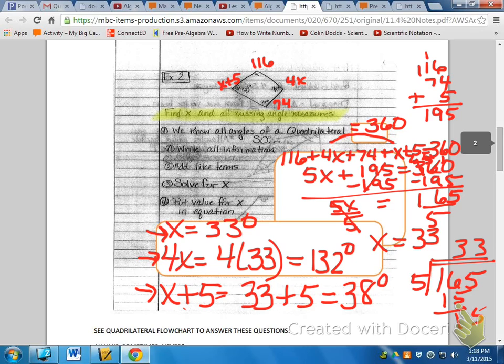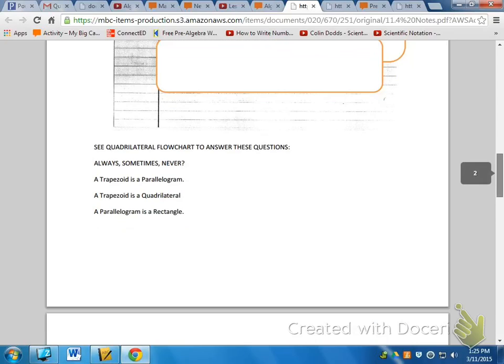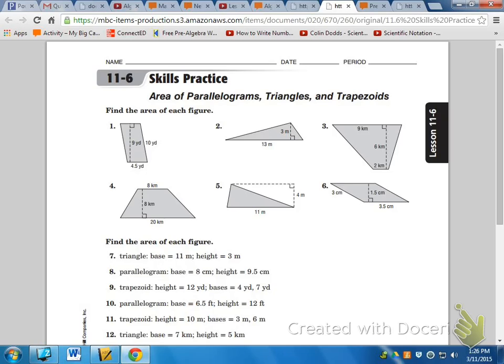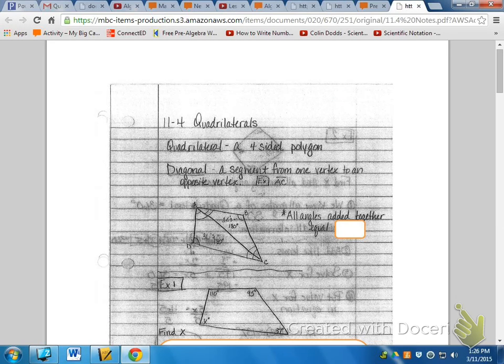So now we are looking at some problems. We have to look at a flow chart, and I do have this on my big campus for you. It's on another file. The kind of questions that we're going to answer from that flow chart are called always, sometimes, never. They would involve statements like: a trapezoid is a parallelogram, a trapezoid is a quadrilateral, a parallelogram is a rectangle. And you have to decide if that's always true, sometimes true, or never true.